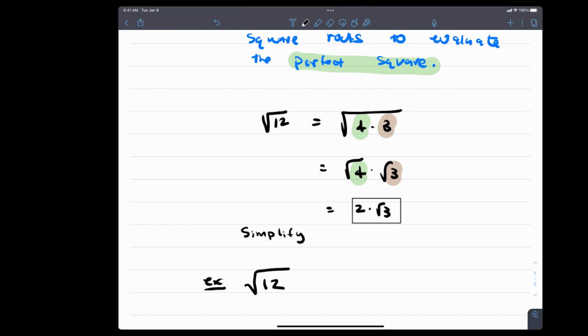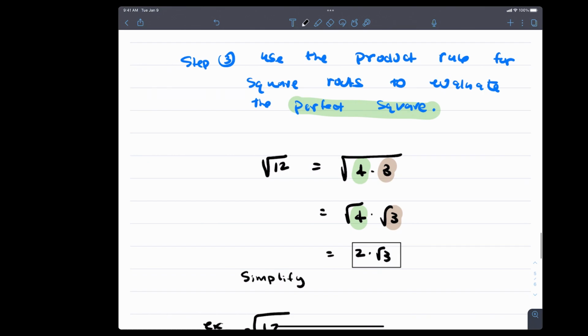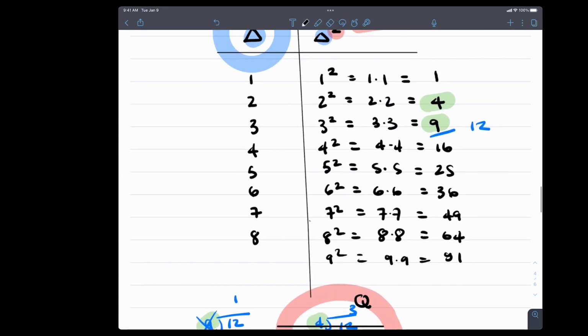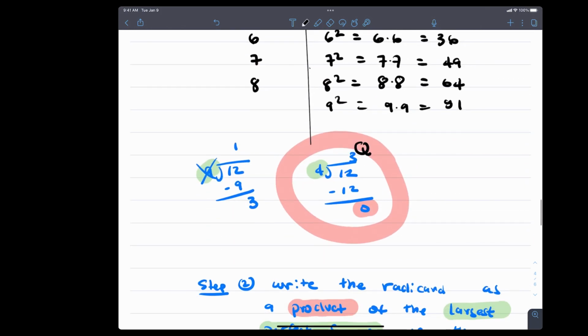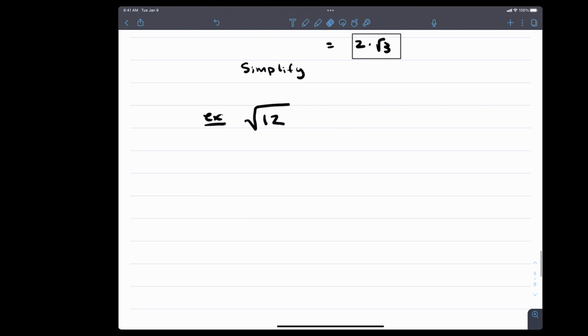2 times the square root of 3. So that's the process that you guys want to do. You get the largest perfect square, and you want to find which one's the largest perfect square that goes into the number with a 0 remainder. Let's give you guys another example. Let's give you a hard one, like the square root of 50.